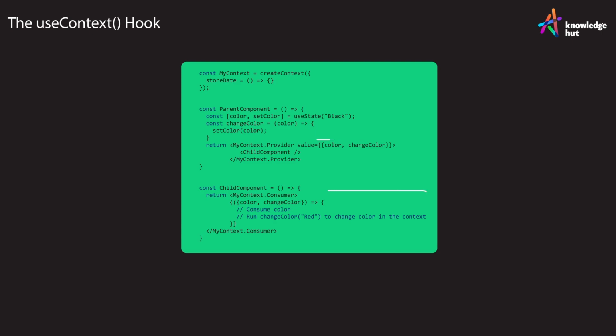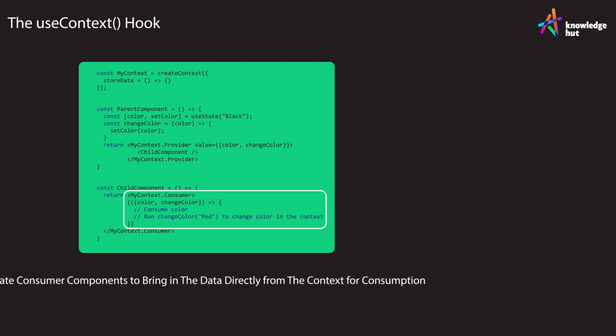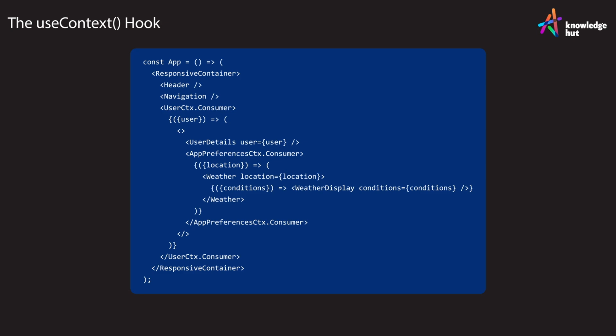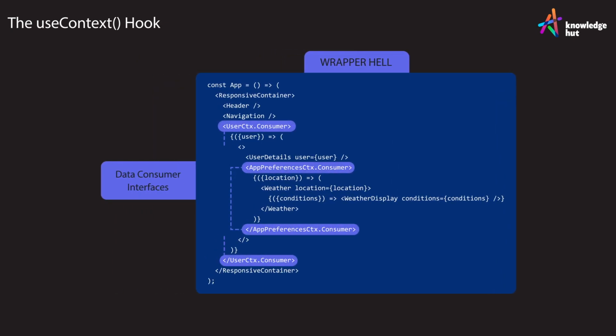These provider components act like sources of data for all child components downstream in the hierarchy. Thereafter, within any of these child components, we can create consumer components to bring in this data directly from the context for consumption. While this is great, you can sometimes end up in a situation referred to as wrapper hell, where multiple consumer components are nested, as you can see here.